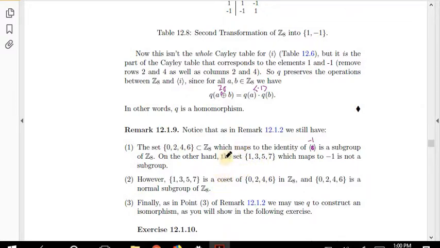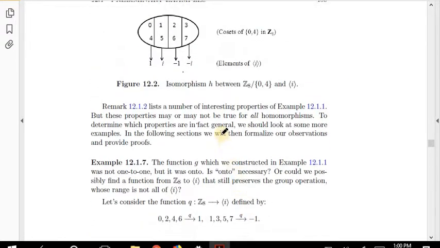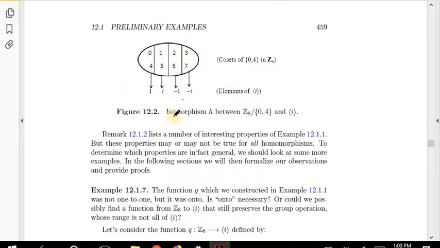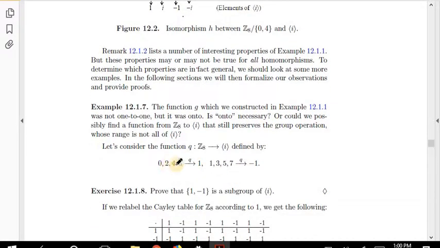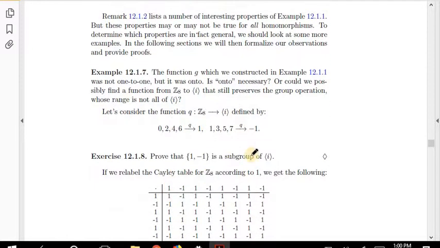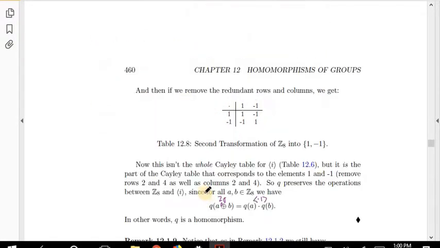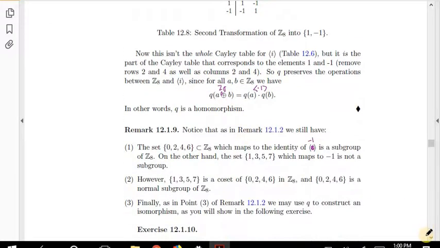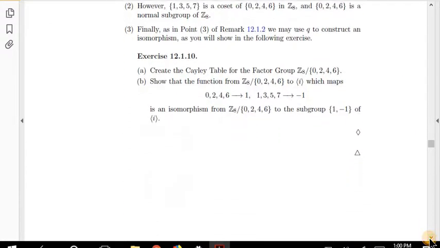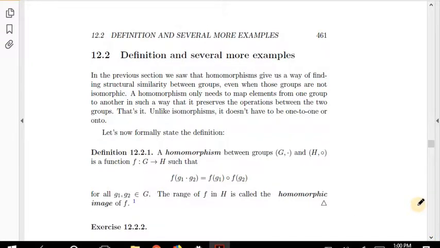Okay. We can also use this mapping to create an isomorphism, just like we used the previous mapping to create this isomorphism between the cosets of Z8 and the elements of i. Now, in this case, we take the cosets of this 4-element group in Z8 and create an isomorphism to the cyclic group generated by minus 1. All right. So let's stop there, but we see some good properties of homomorphisms. We'll continue with the next video.